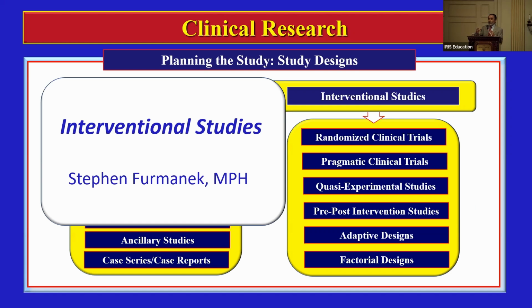Interventional studies are usually at the top of the pyramid, but you need a lot of support and a lot of money; these are more difficult to do. Most of the time, when we start in clinical research, we are going to be doing observational studies. But you're going to have one presentation on observational studies and one presentation on interventional studies.